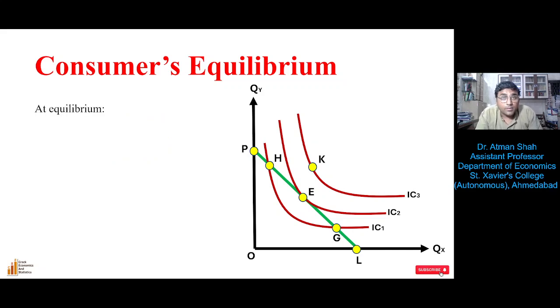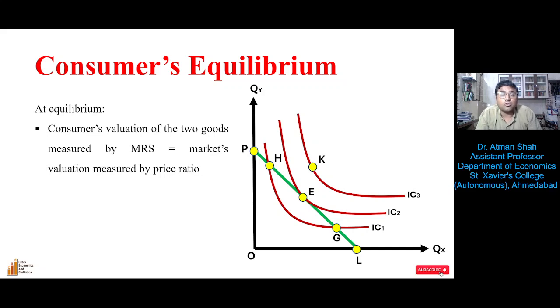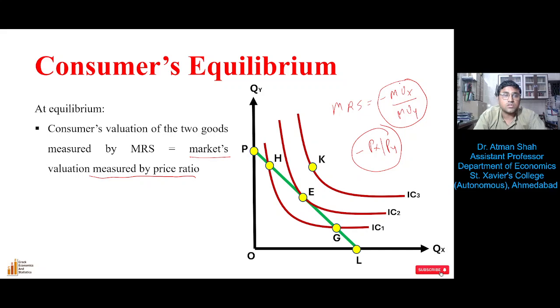So at equilibrium point E, the consumer's valuation of two goods is measured by MRS. What is MRS? MRS is the ratio of marginal utility of the two commodities, that is the consumer's valuation of the two goods, because marginal utility shows the value of that particular commodity to the consumer. It is exactly equal to the market's valuation measured by the price ratio. How does the market measure the value of that particular commodity? By price. So it is PX upon PY. Both are the same: the consumer's valuation of two goods and the market's valuation of two goods.